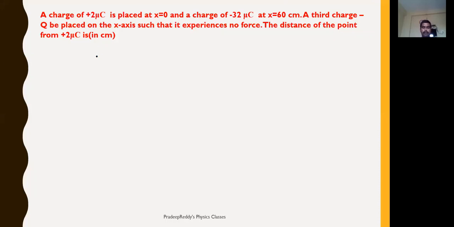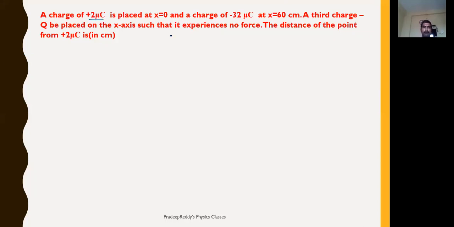In the previous videos we have learned about Coulomb's law, and in this video we will be learning a few problems based on Coulomb's law and application of electrostatic force. As the beginning, let us see this simple example.